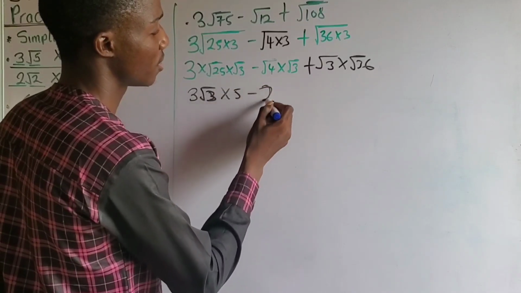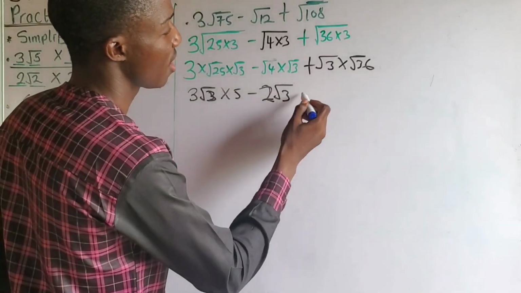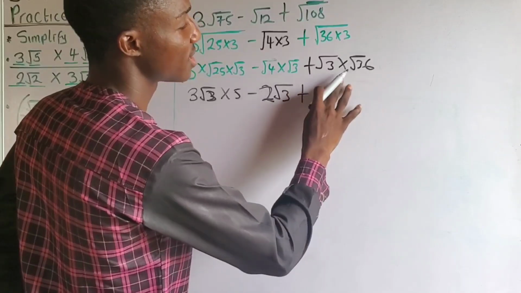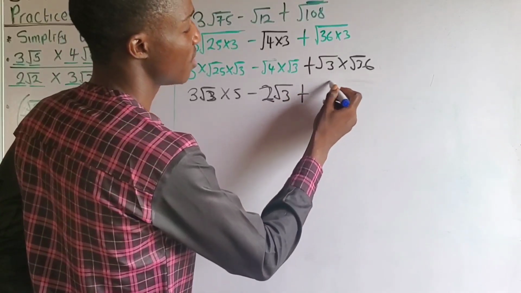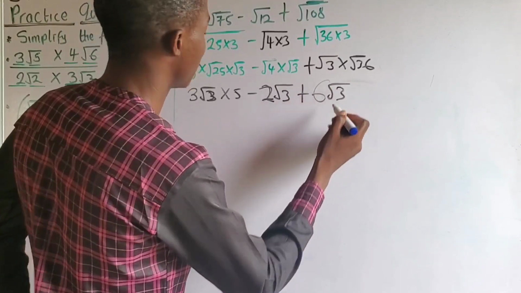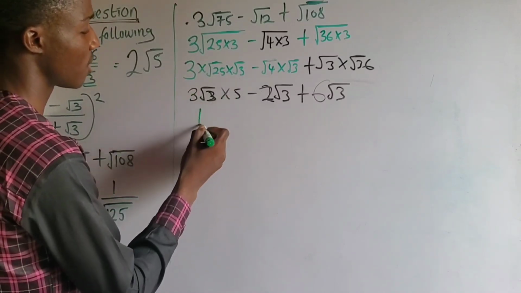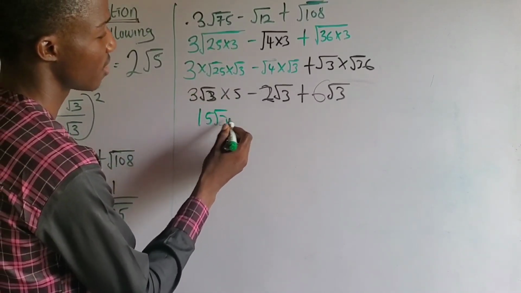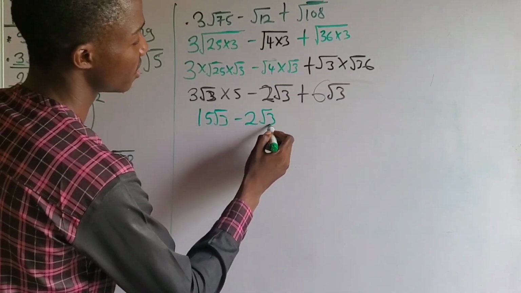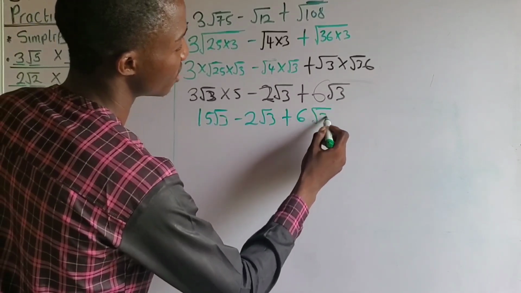Minus 2 times root 3 plus, root 36 will give us 6. So I'm going to have plus 6 root 3. Do you understand? Now, 5 times 3 is what? 15. I'm going to have 15 root 3 minus 2 root 3 plus 6 root 3.